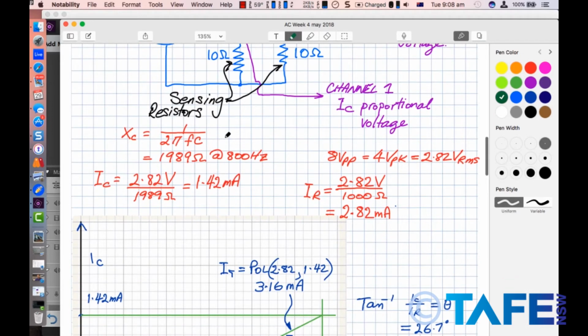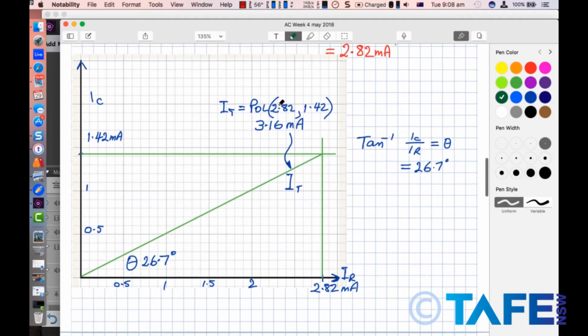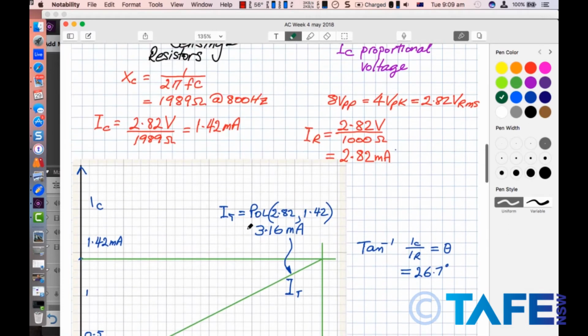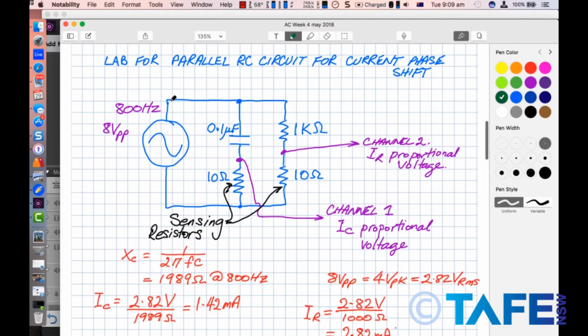And here's just some calculations that I've done using the 800 Hertz to calculate IC at 1.42 milliamps, calculate IR at 2.82 milliamps. And there's just the maths there, using the polar function on the calculator to take those Cartesian coordinates and put them into something a little bit easier to work with. Then using arctan of IC on IR to get the 26.7 degrees, all done with currents of course, because voltage is common between all of the elements because it's a parallel circuit. Okay, that'll do.